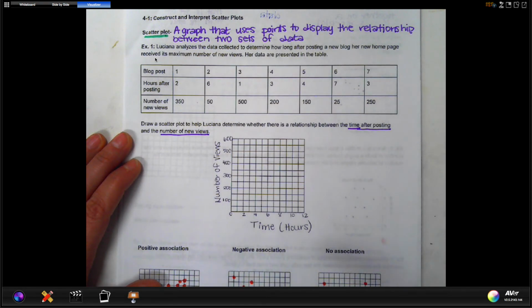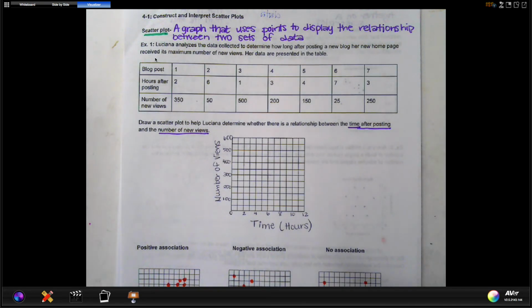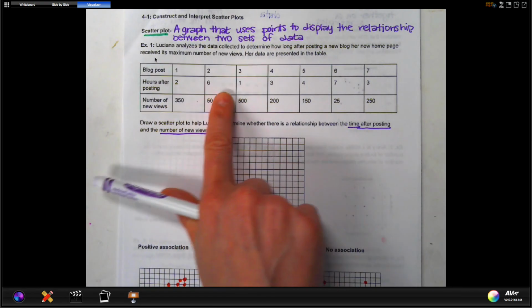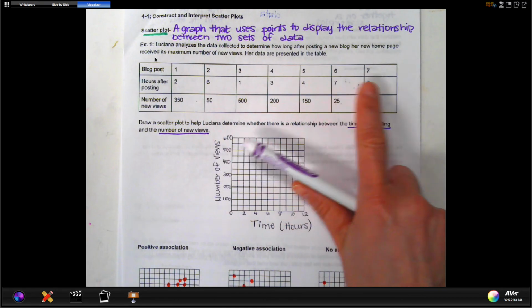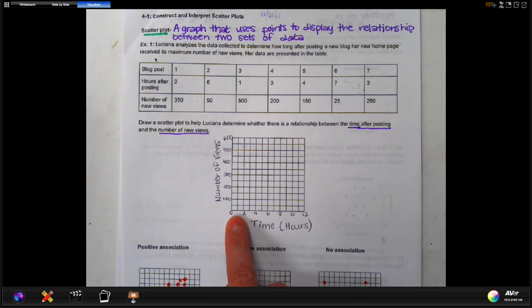So the next thing you have to do is determine the scale for your x and y axis. So our time in hours after posting, if you look, we've got 2, 6, 1, 3, 4, 7, 3. So we have plenty of room to go by ones or twos here. So technically I've only labeled by twos, but each square is worth 1. I left one blank to keep it nice and neat.